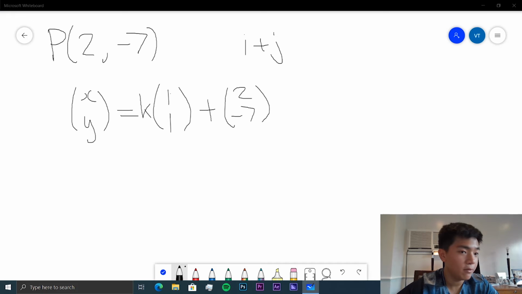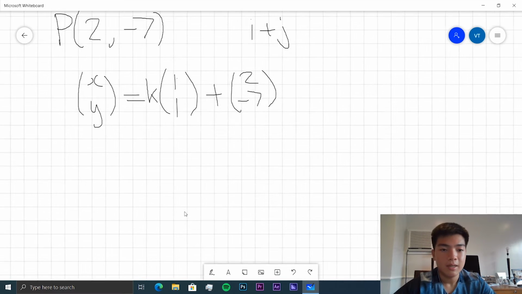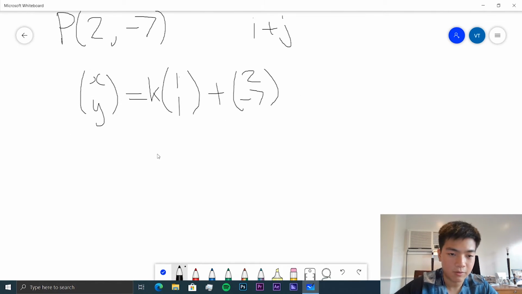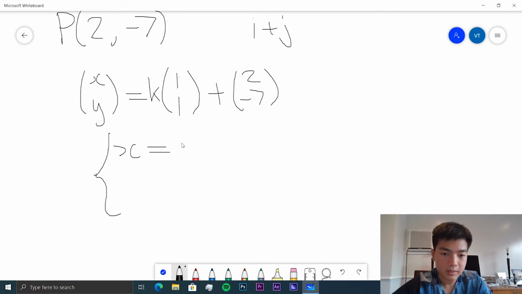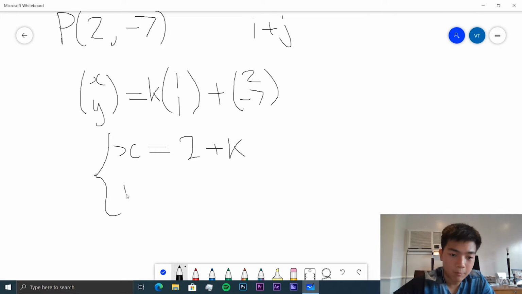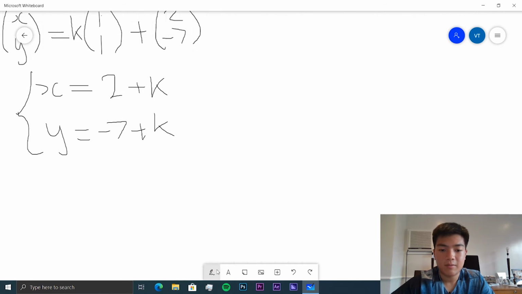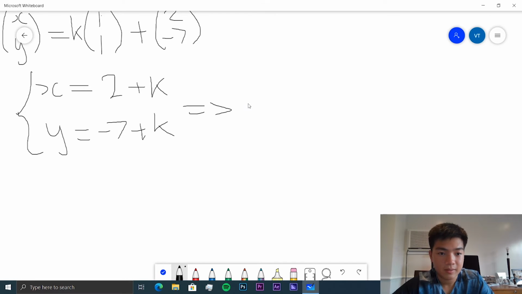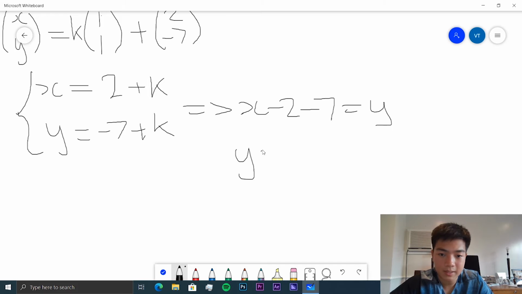If we want to find the actual equation, though, we want to convert this into a parametric equation and then Cartesian form. So first we have x is equal to 2 plus k, and y is equal to negative 7 plus k. Therefore, x minus 2 minus 7 is equal to y, so y is equal to x minus 9. This is the equation of the line.